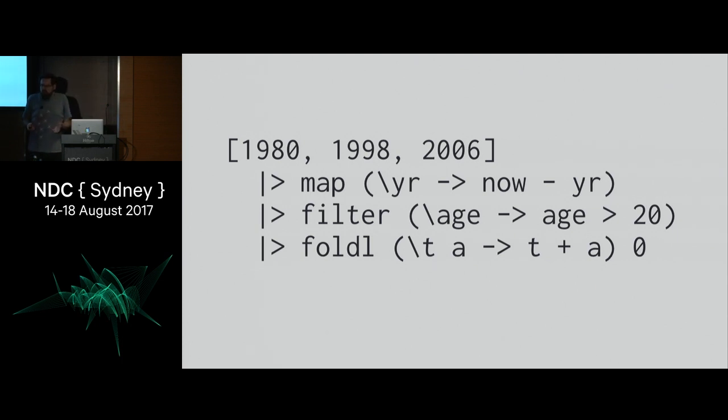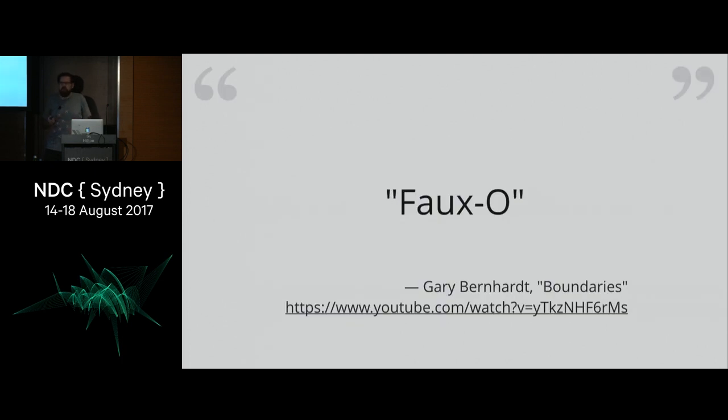We don't have that option in JavaScript, and same with Ruby and Python and PHP and what have you, and so it gives rise to something that Gary Bernhardt calls faux O. So it looks like OO, but it works like FP.